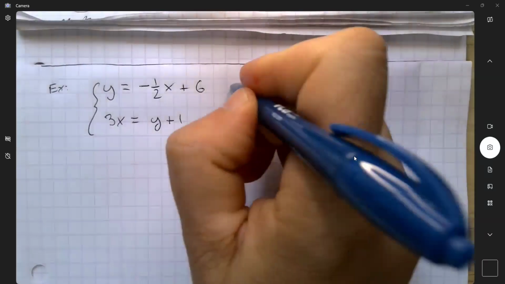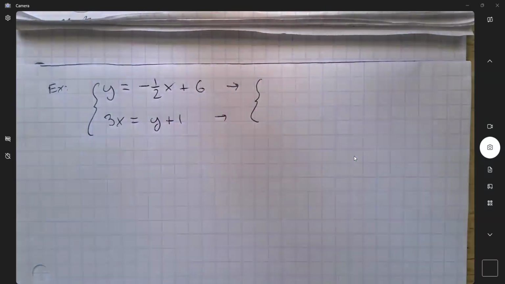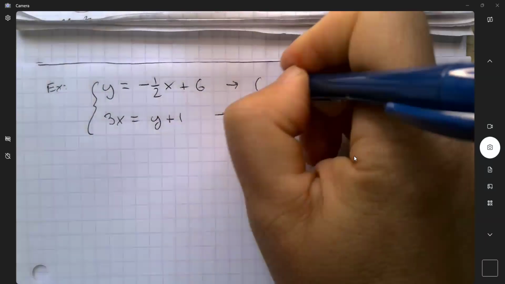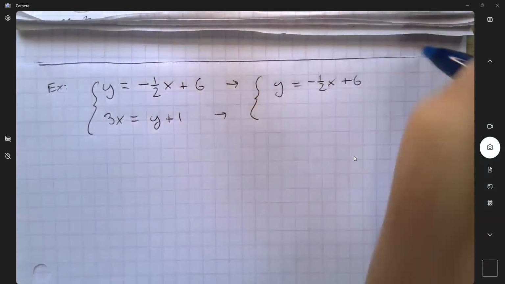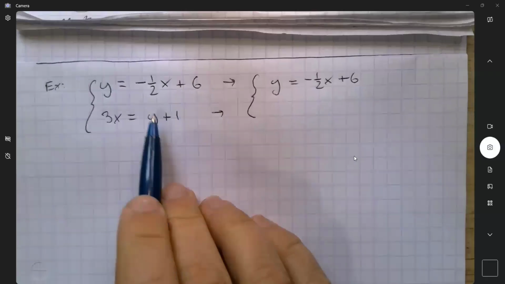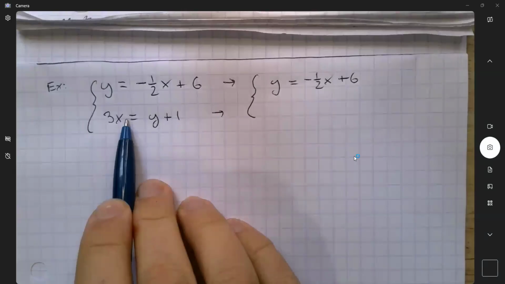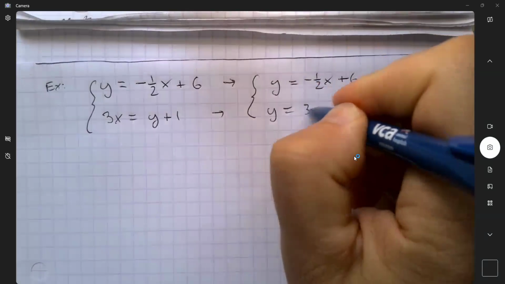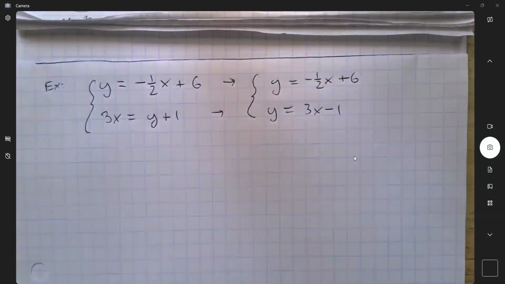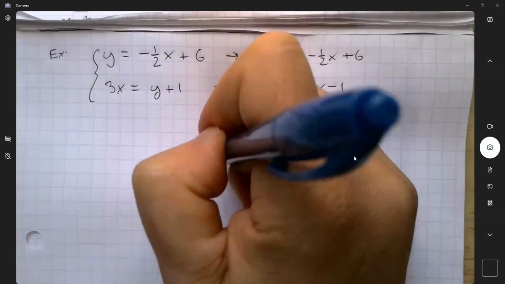But the first step for these is probably make sure they're both in slope-intercept form if you're going to graph it by hand. This top one is. I have the slope of -1/2 and the y-intercept of 6. And the second one, I can get it pretty easily if I just subtract 1 from both sides. Then I'd have 3x minus 1 equals y. And I can just change the order of those two equations. So there we go. Now I'll graph this on a coordinate plane.